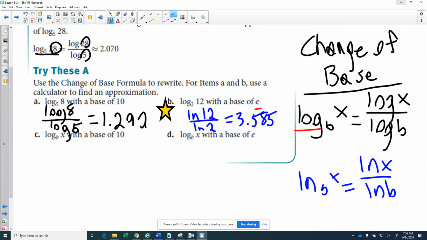Well, the other way to actually solve these is using the change of base formula. Log of 8 divided by log of 5. So all we have to do is change the base to put it on the bottom and the value, put it on top.